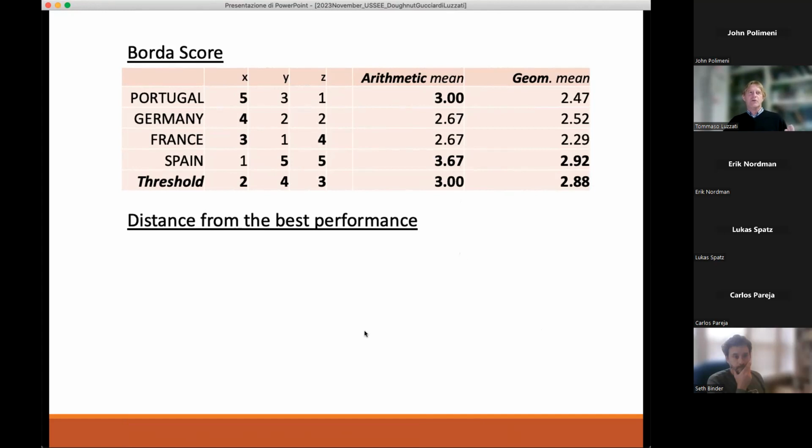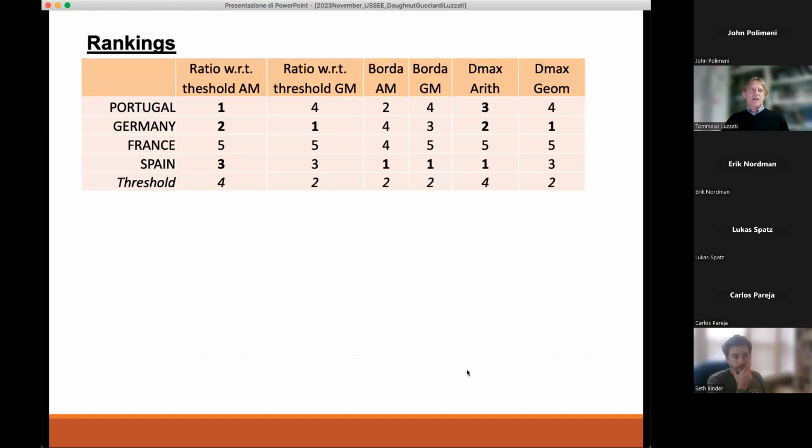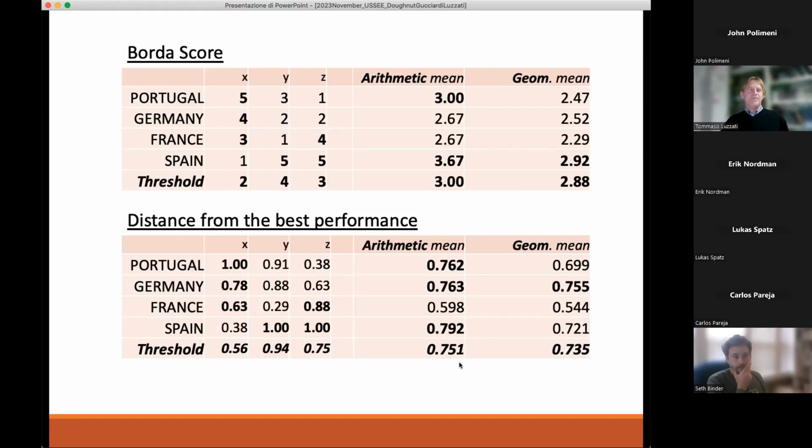And then we can also normalize using the distance from the best performance. In this case, the best performer is Portugal, so its value is 1. And then again, we normalize for all indicators, and we get those results. And again, after that, we have calculated those two normalization methods.